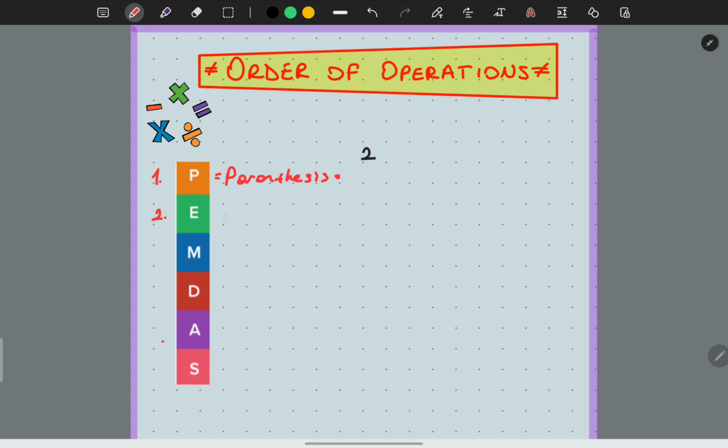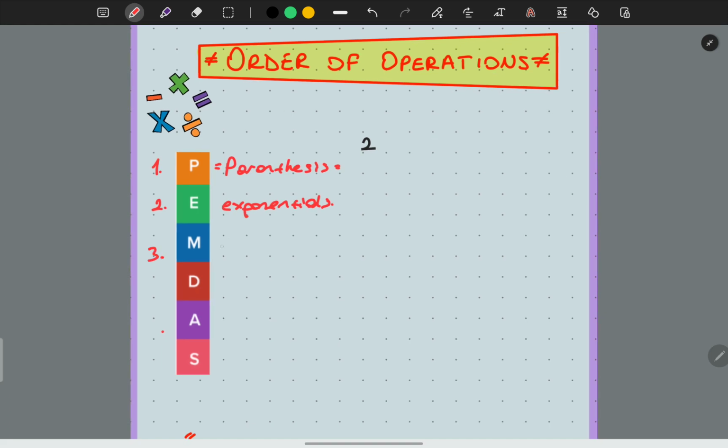Second one, E stands for exponentials. So when we have an exponential in our expression, like 4 squared, we should write the natural number expression of this exponential, like 16. We write 16 instead of 4 squared in the equation.